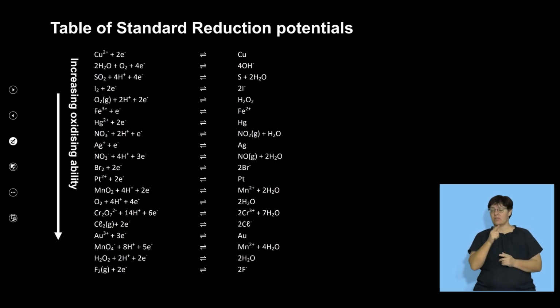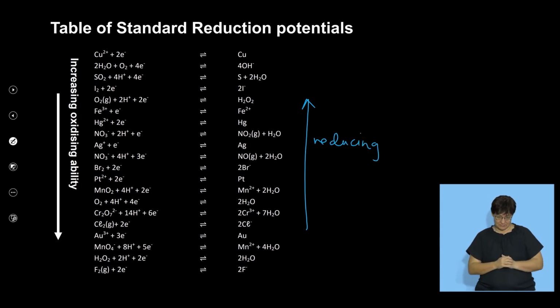So if you look at it from top to bottom, it's in terms of oxidizing ability. But if you look at it from bottom to top, it's in terms of reducing strength, or reducing ability. So the reducing ability increases as you go up the series, and the oxidizing strength of the substance increases as you go down the series.